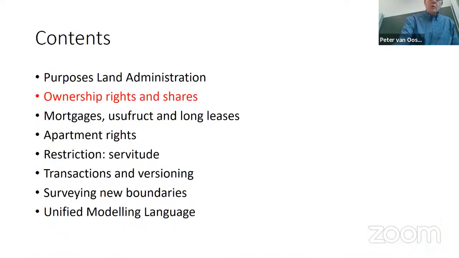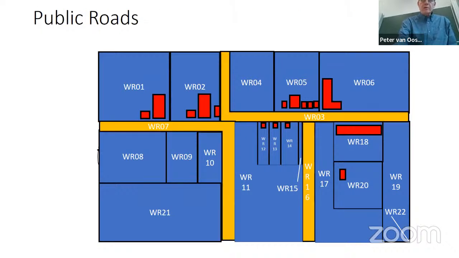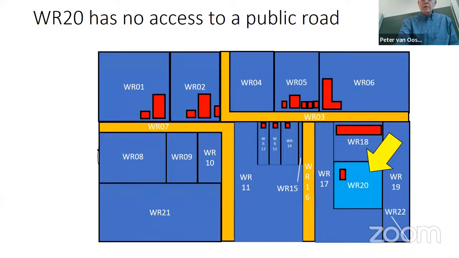Okay, how does it work with the rights and the shares? This is the municipality, the cadastral map. These were the roads. And if you look carefully, you see that this parcel Water River number 20 does not have any access to a public road, so that is an issue. So how does the owner get to his parcel?